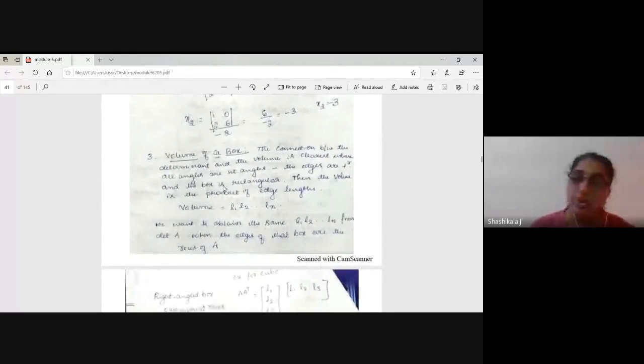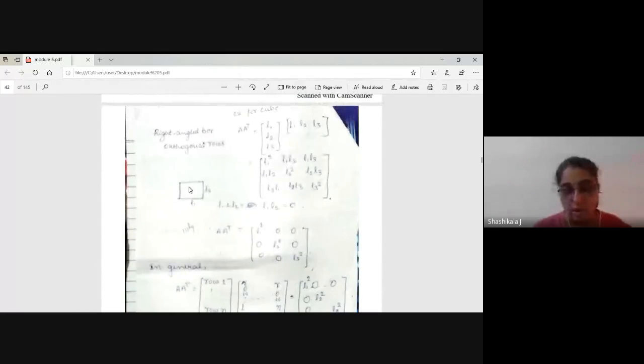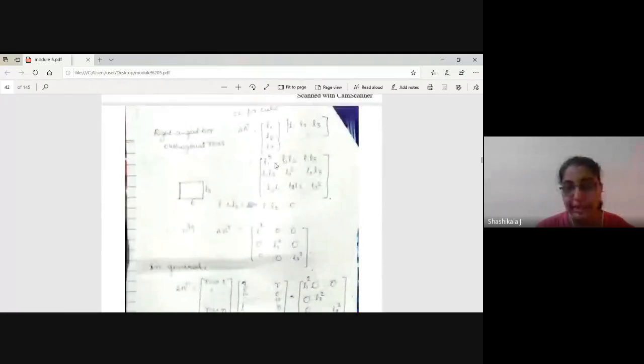Next is volume of a box. How to find the volume of a box? It is the volume of a box, a cube. We will assume that these lengths are at right angles, because the edges are at right angles. So for the matrix with orthogonal rows, A into A transpose, that is L1, L2, L3, is equal to 0 off the diagonal. What is the equation you are going to get? It is L square, L1 into L3, L1 into L3.